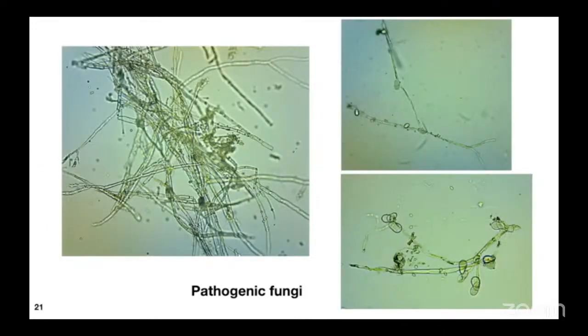And then here are some pathogenic fungi. They're narrow, they're messy, they're transparent with irregular septa, and they can grow really, really quickly.